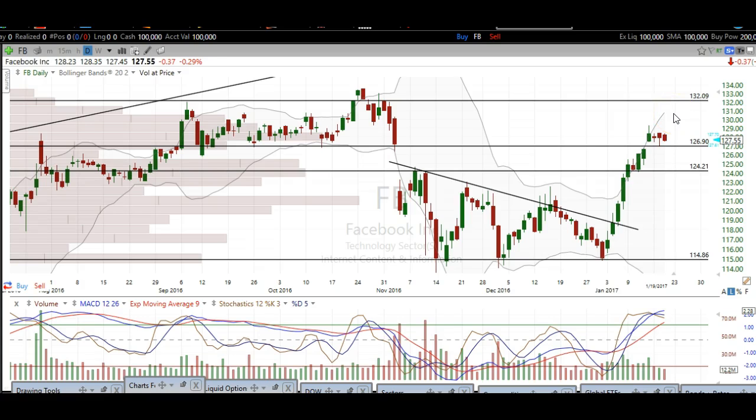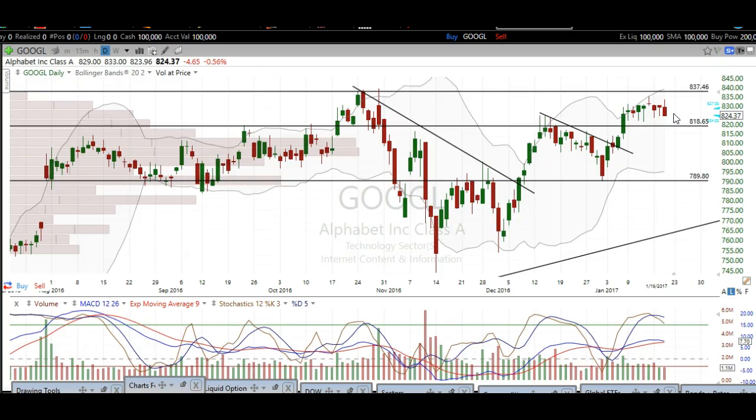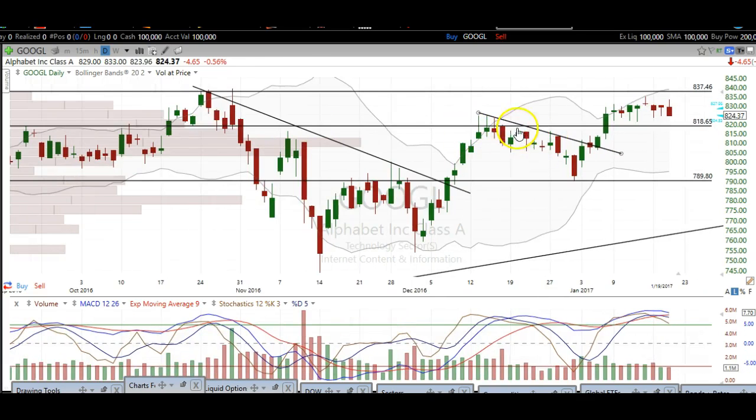The next one we're going to take a look at is Google. And Google, you can see here, we have support down here at about 818. And that's based off of these previous highs right here as resistance. You can see it kept us down, and it's remained virtually untouched. So we have that as a level here.